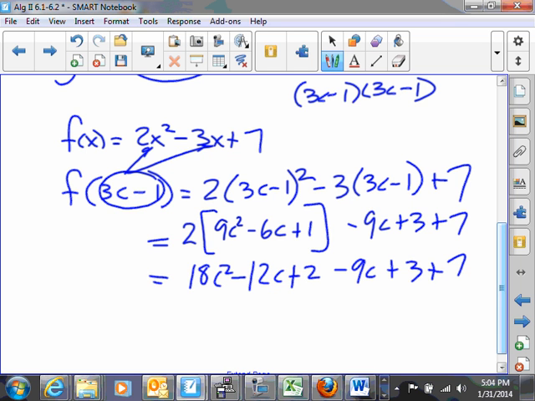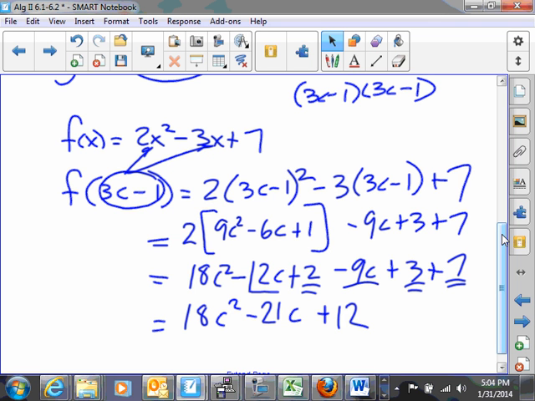Now we'll combine like terms. There's only one c squared term, 18c squared. Now minus 12c minus 9c becomes minus 21c, and plus 2 plus 3 plus 7 becomes plus 12. So the answer would end up being 18c squared minus 21c plus 12. You'll get a chance to practice that in the exercises that you're doing, so I'll leave that at that point.